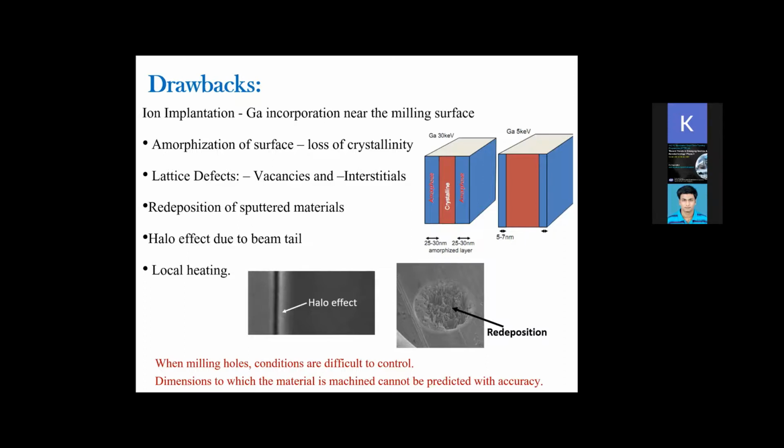It can have a halo effect due to the beam tail, because mostly these beams are Gaussian. So this tail will have a halo effect on the sides, and because you have high momentum ions falling on your sample, that causes local heating. So if your sample is a bit unstable in temperature, at high temperature that may also cause a problem. So these are the main drawbacks in ion milling.